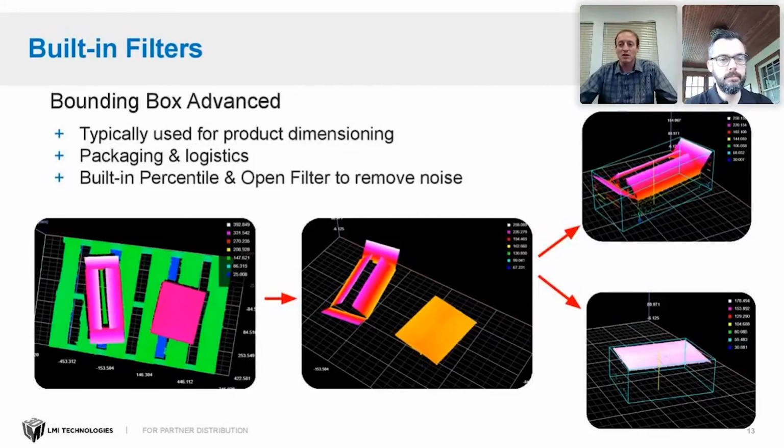And what we found when using this tool is it can be sensitive to noise. So it's often used in conjunction with certain kinds of filters, specifically percentile and open morphology filters. And so we built that into the tool so you don't have to, again, overcomplicate your program.